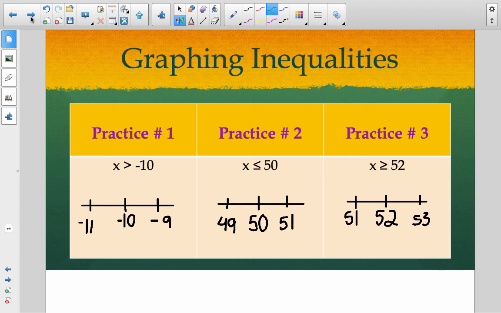At this time, I'm going to ask you to fill in these 3 inequalities. Pause the video, try making the number lines on your own, and then press play when you're ready to check your work.